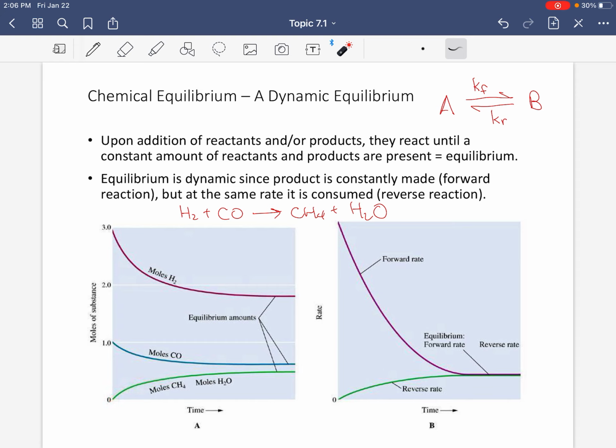So remember, in the beginning of the reaction, these products started off at 0 because the reaction hasn't happened yet. And in the beginning, we have a certain amount of H2 and a certain amount of CO. They're 3 and 1 respectively. So as this reaction proceeds forward, this is getting less and less, while these are getting more and more.